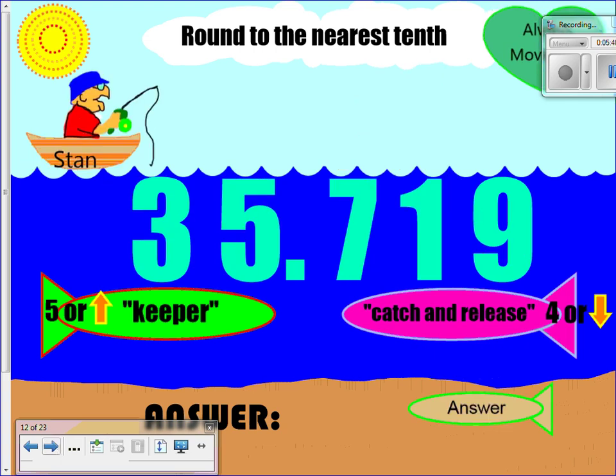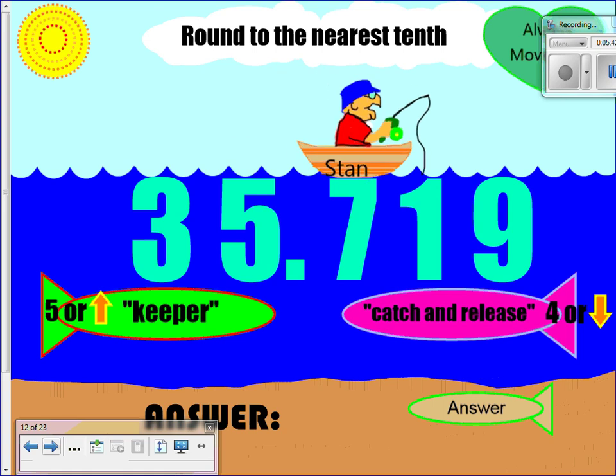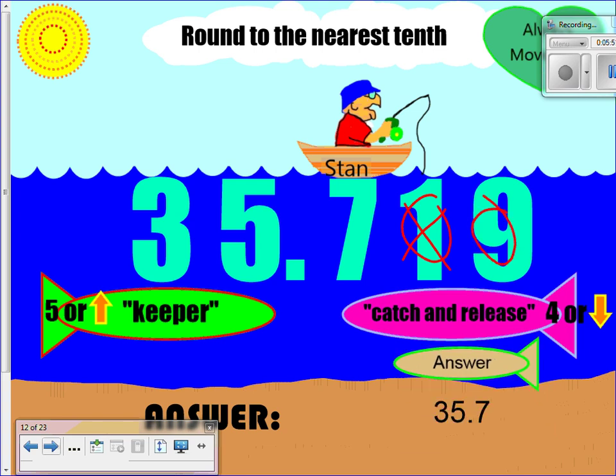Round to the nearest 10th again, going here to the 10th, okay? Looking to the right of the boat, it's a 1. We don't want it, so this becomes a 0, this becomes a 0. My answer, 35.7.